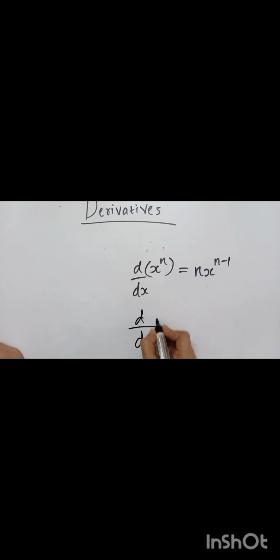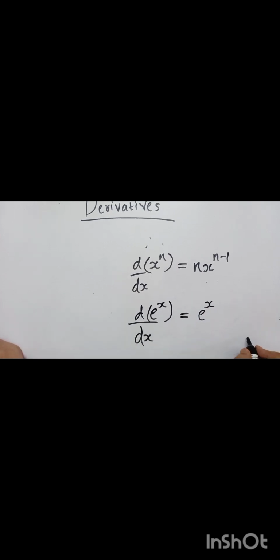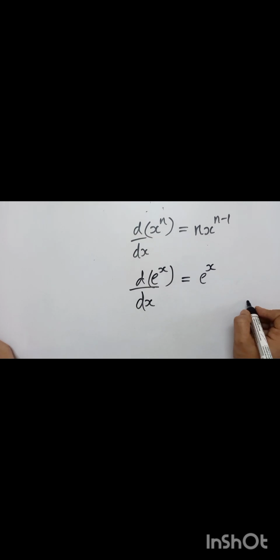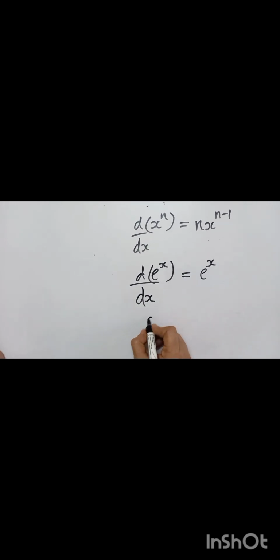Then another formula, that is derivative of e to the power x, that is derivative of the exponential function e to the power x, it is e to the power x itself. There is no change. Derivative of e to the power x is e to the power x. Okay. Now derivative of log x, derivative of natural log, ln of x, it is 1 by x. Derivative of logarithm, it is 1 by x.